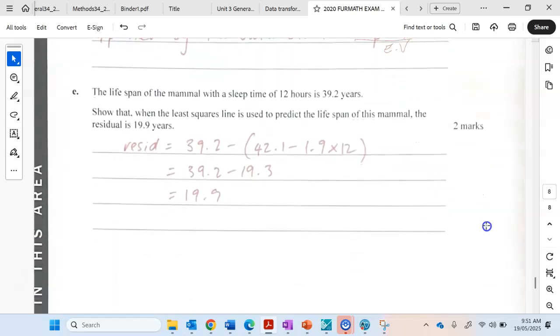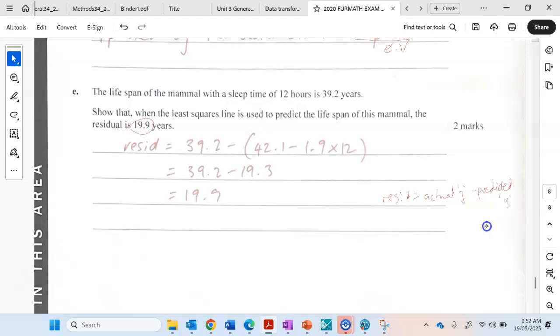The lifespan of the mammal with a sleep time of 12 hours is 39.2. When I read this, I'm like, they're asking for a residual. Show that when the least squares line is used to predict the lifespan of this mammal, the residual is 19.9. So again, it's a show that question. So just reading through, remember your residual is your actual Y minus your predicted Y.